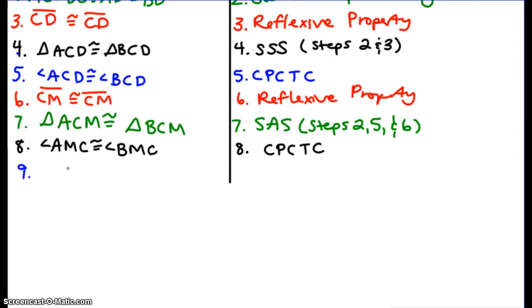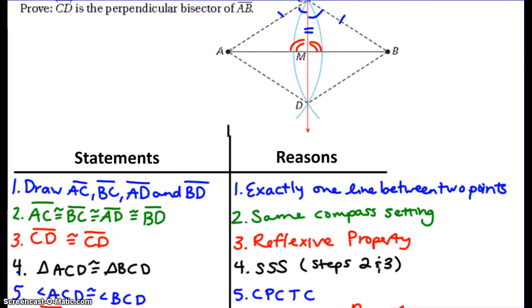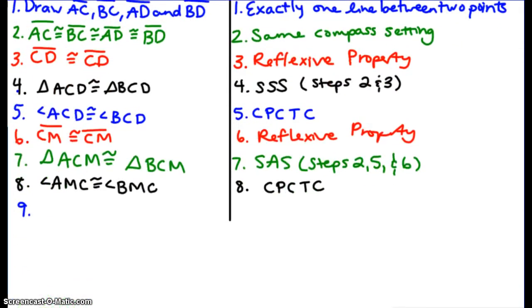Now for number 9, we know, okay, first off, angle AMC and BMC are what we call a linear pair. Now they're also congruent, correct? So if they are supplementary and congruent, don't they have to be right angles? So we can say that angle AMC and angle BMC are right angles.